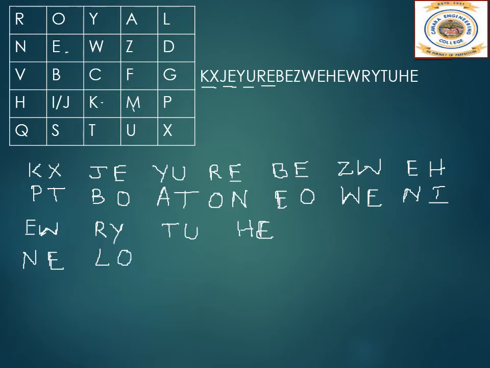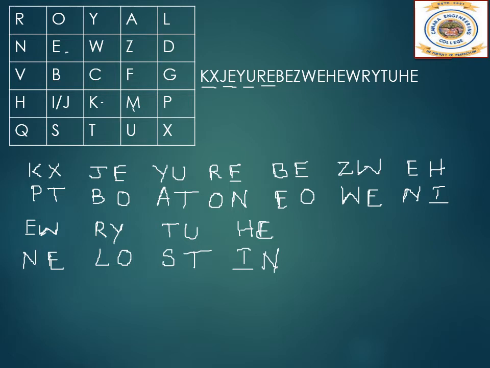T and U. T is over here and U is over here. Again it is in the same row. So for T I have to put S and for U I have to put T. H and E. Again they are in two different rows and columns. So for H I have to replace with I or J and E I have to replace with N. So this is how we do the decryption process.